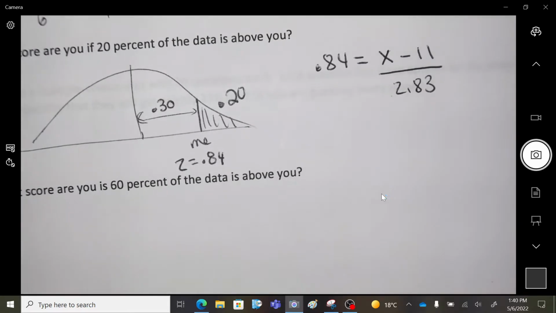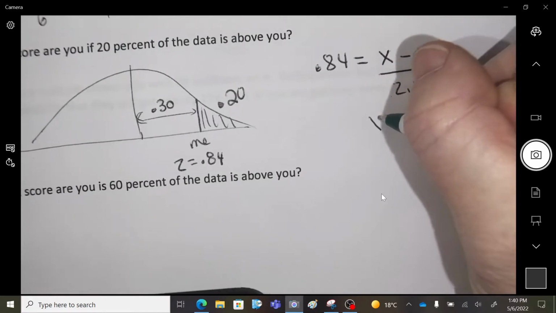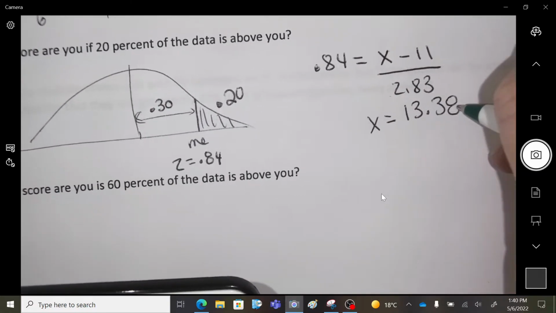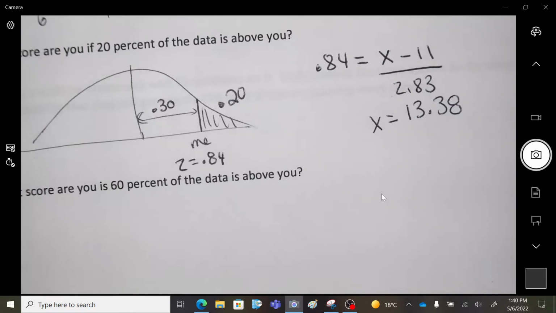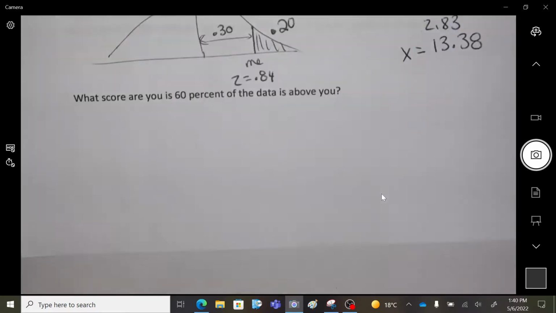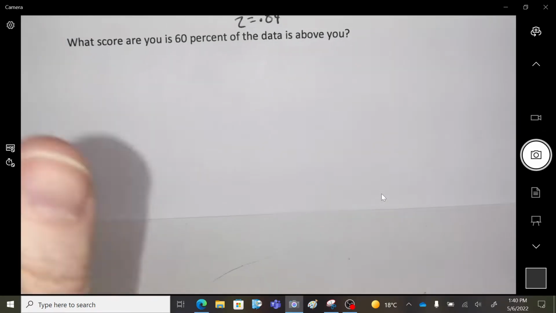Okay, so algebraically, times the bottom, add 11. So your score is 13.38. Okay, last one. One more like that.